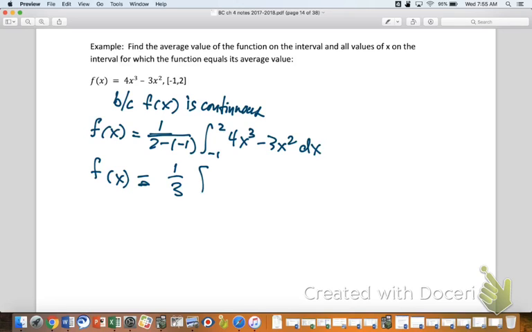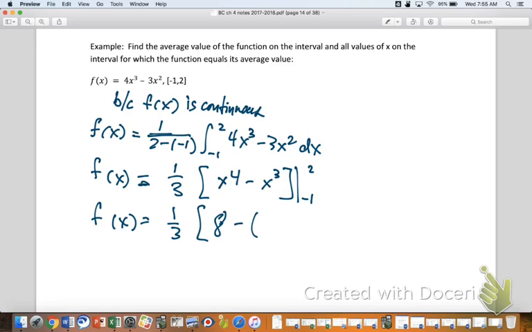Equals 1/3. This would be, as you guys probably noted, x to the 4th minus x cubed, evaluated from negative 1 to 2. And as you process this, you end up with f of x equals 1/3, and it would be 2 to the fourth is 16 minus 2 cubed is 8. And then it would be minus, I guess it would be 1 plus 1, wouldn't it? So 2 there. And then look at that. 1/3 of 6 is 2.